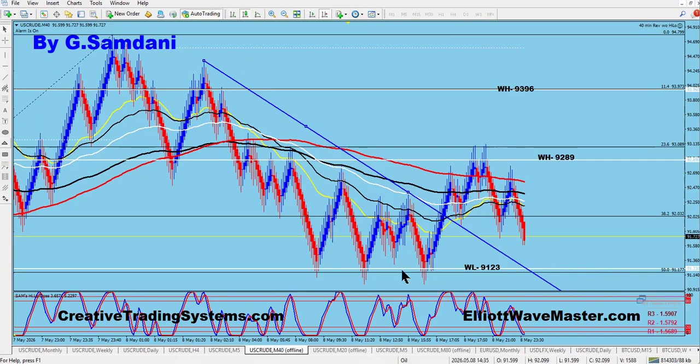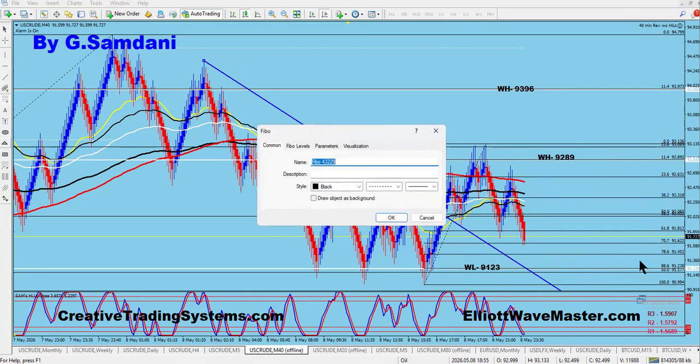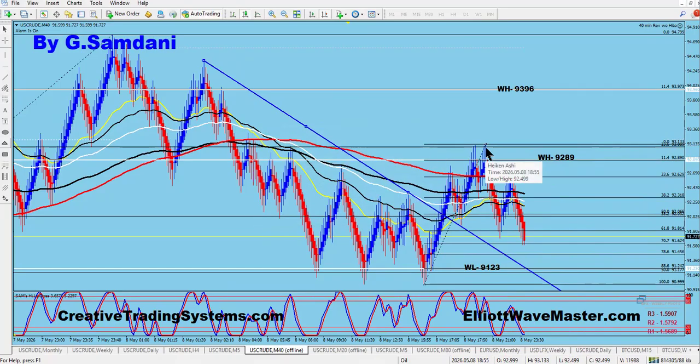But if we do not go lower than this and somehow stay above this area, and let's say we measure this, then we are in between 61 to 78. That is our reversal zone. So somewhere there, if we get a reversal candle, I'll be strongly looking for an upside move.